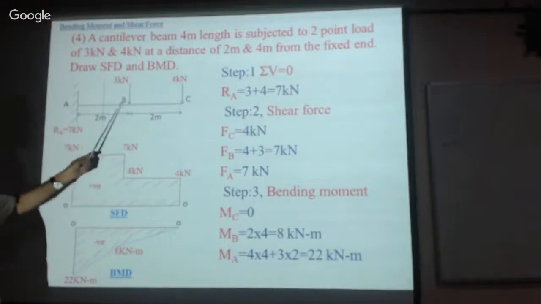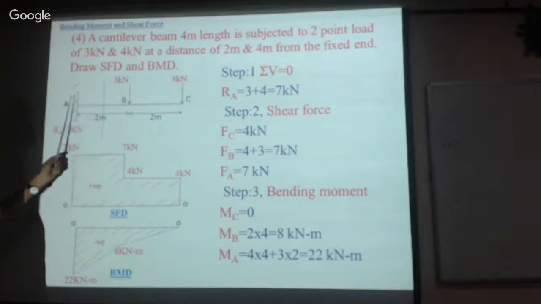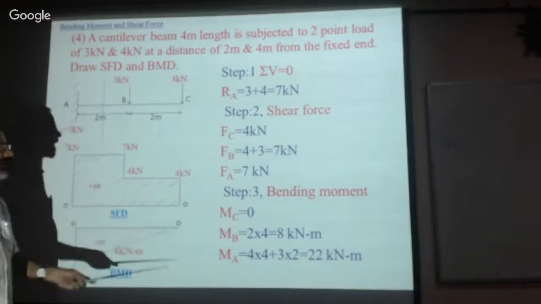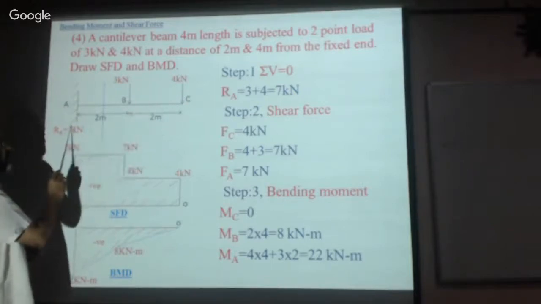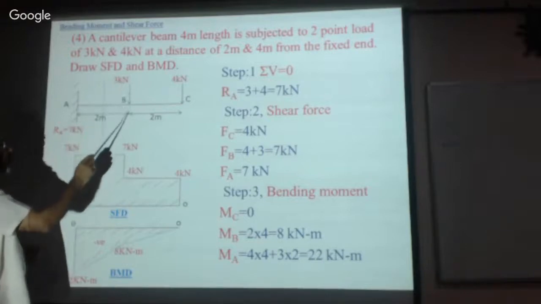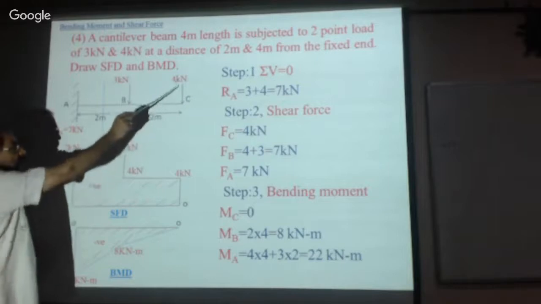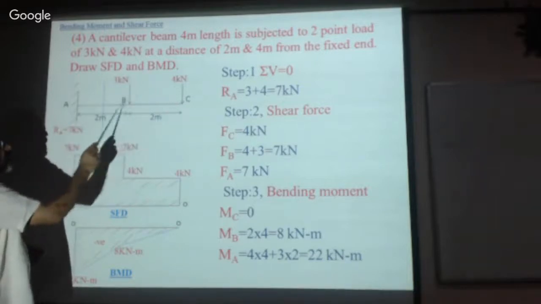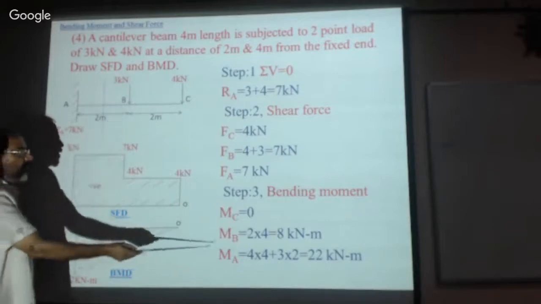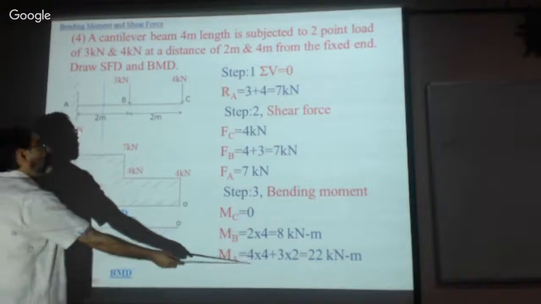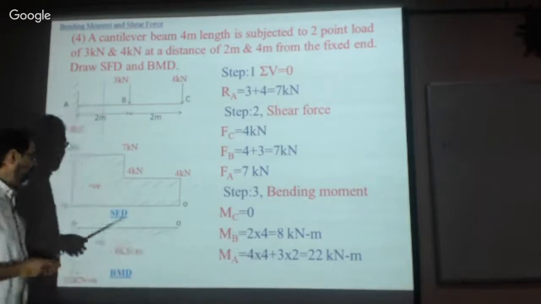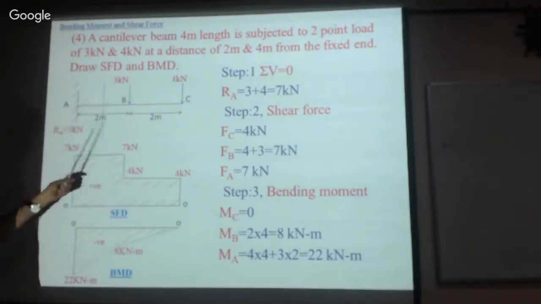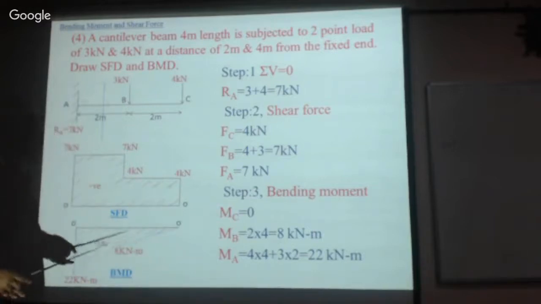You can calculate the bending moment at all the points, but we are calculating the bending moment only at the critical points. Now the bending moment at A is equal to 4 multiplied by 4 plus 3 kN multiplied by 2. Both are clockwise, therefore plus. So 4 multiplied by 4 plus 3 multiplied by 2. Therefore, the bending moment at A is 22 kN meter.